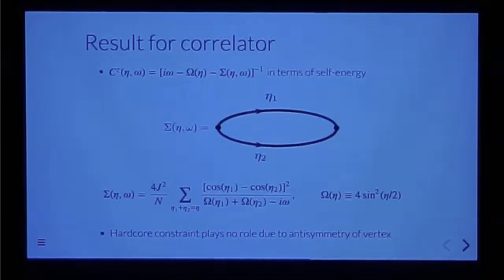The hardcore constraint that I mentioned, this is a parenthetical remark, that the operators don't sit on top of each other. That makes it look like they are interacting particles, but they interact in that symmetric wave function, which is affected by the hardcore constraint, whereas the vertex that we just introduced is actually anti-symmetric, and so the hardcore constraint doesn't do anything in this calculation.